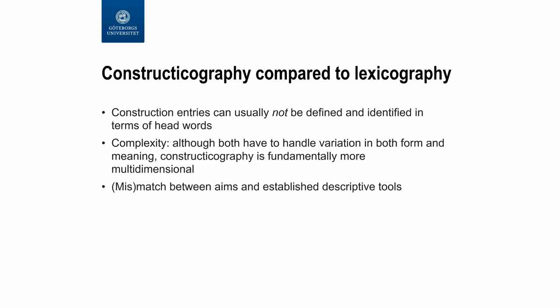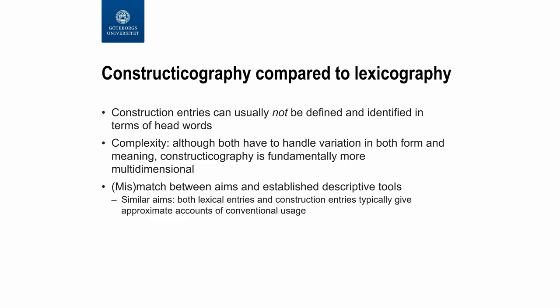And you also have the kind of mismatch between the aims and the tools. I mean, both lexical entries and construction entries aim for, let's say, approximate accounts of conventional usage. That's what we can realistically achieve, and lexicography is designed for that. So things like prototypes, family resemblance, and all that you would need for a good account of meaning variation, you can do that very well in a prose definition.